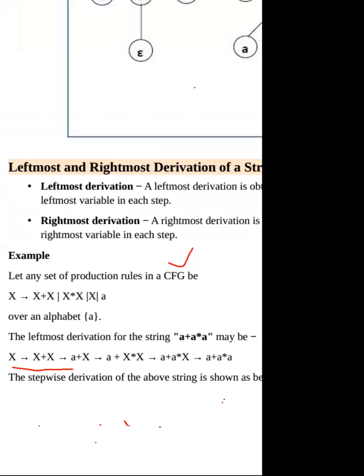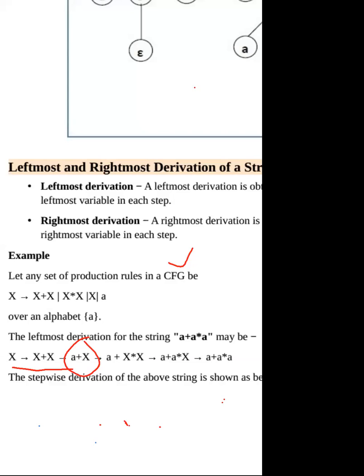Now tell me here, how many non-terminals are present in a plus x? One. So now there is no question of leftmost or rightmost. There is only one non-terminal, and the leftmost non-terminal is the same. So now you think about which derivation you're going to apply.